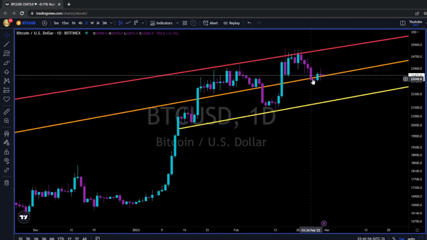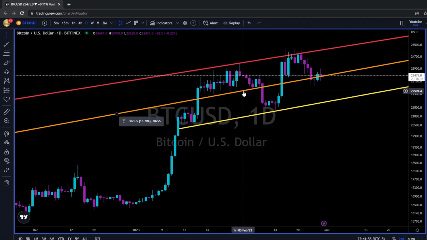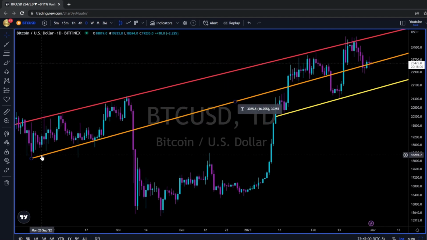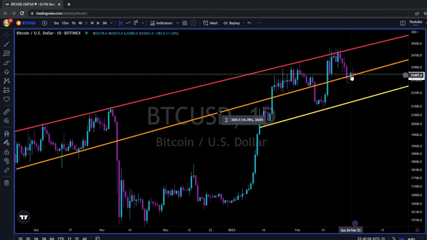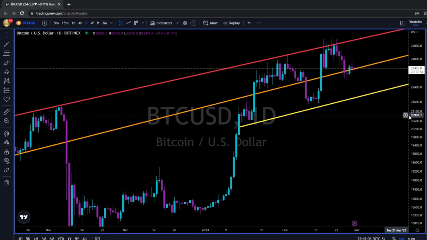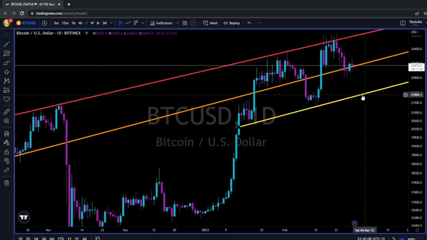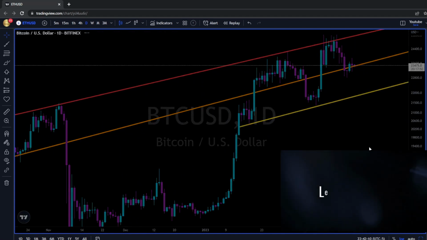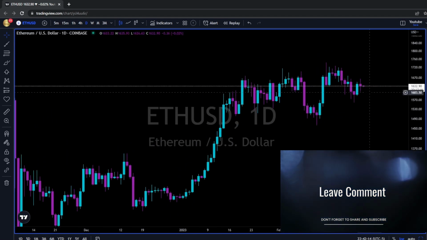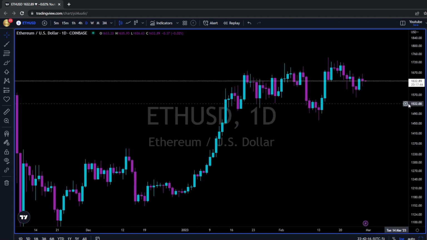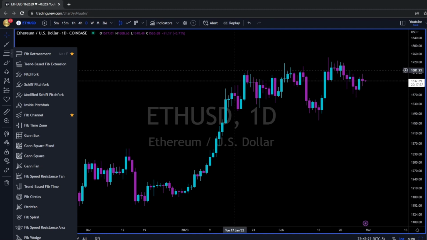Bitcoin daily, orange trend line is holding support here, support over here. Now needs to hold the support, otherwise where will it go? To the downside, to this yellow trend line. Ethereum moving sideways, continuation sideways move. We have the 1560 area needs to hold.